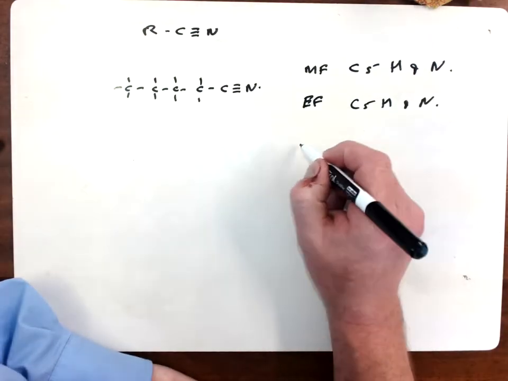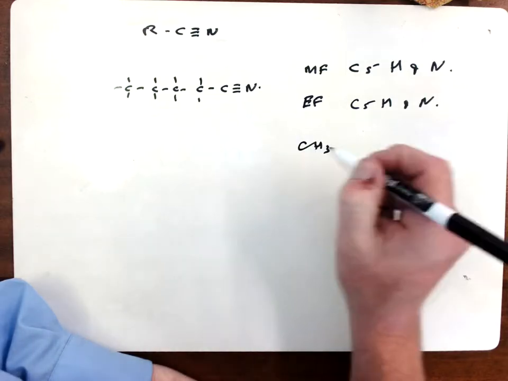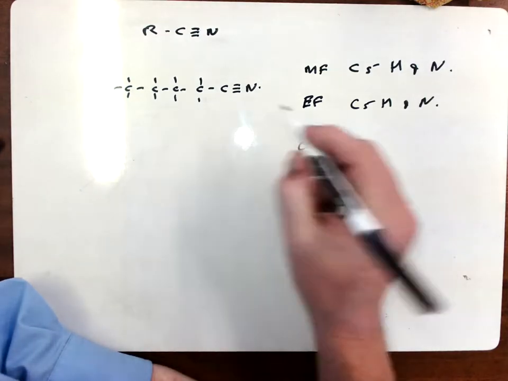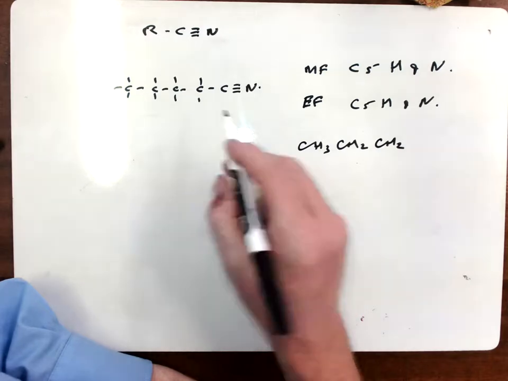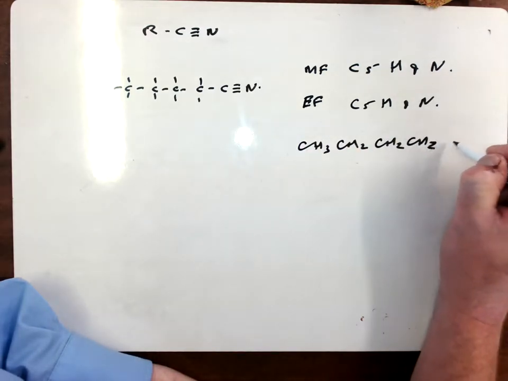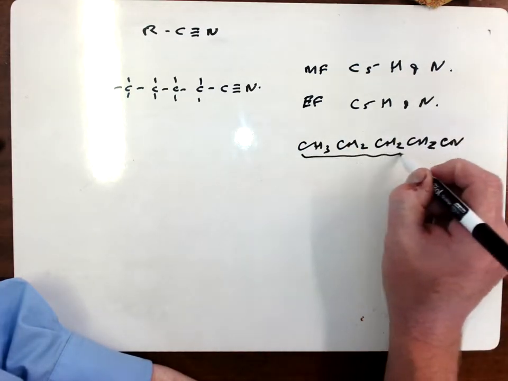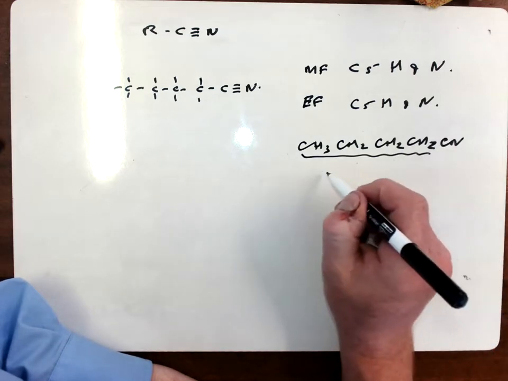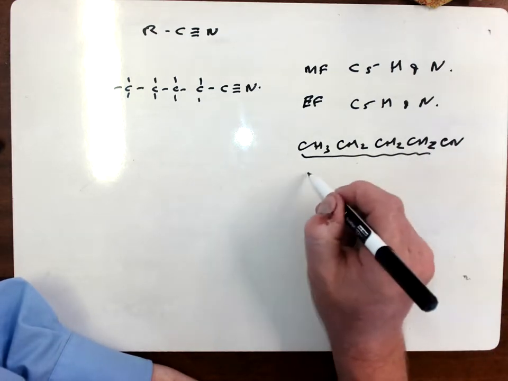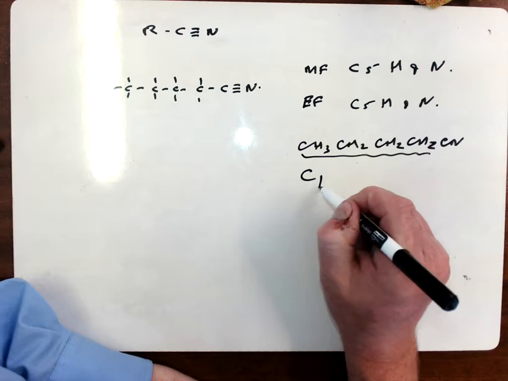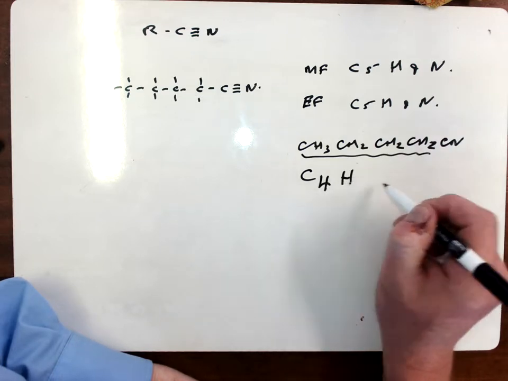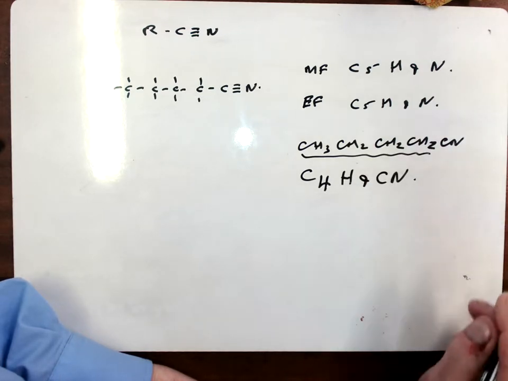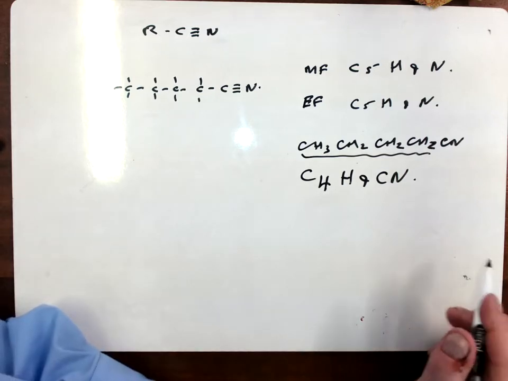Then we have condensed structural, so we would have CH3, CH2, CH2, another CH2, and then CN. Now again, because it's all one long chain, I could take that right down to C4H9CN. That wouldn't be a problem in terms of condensed structural.